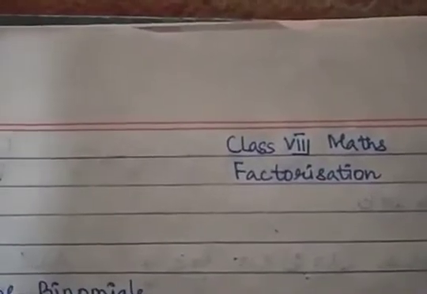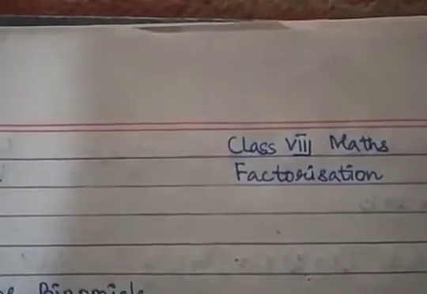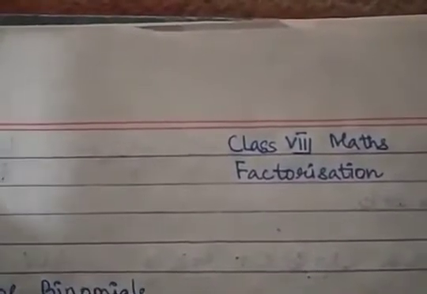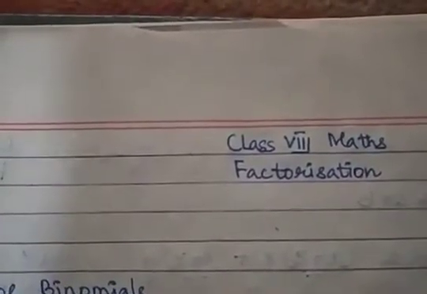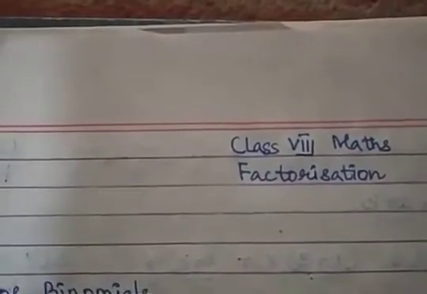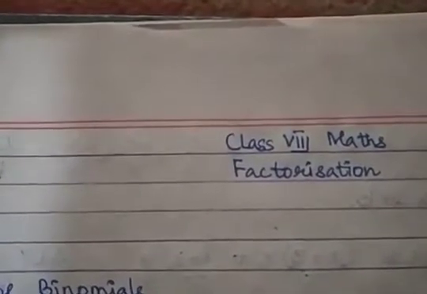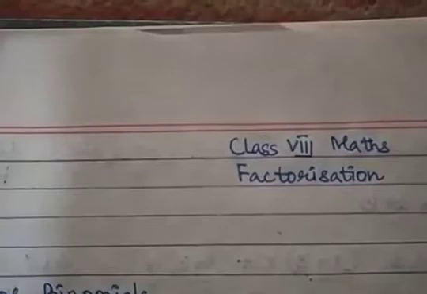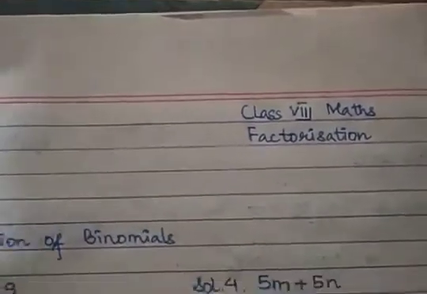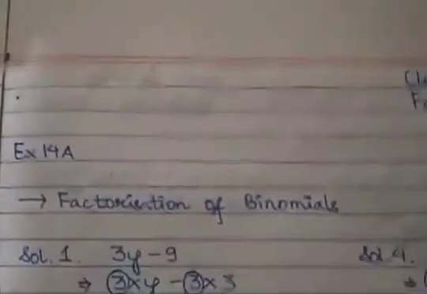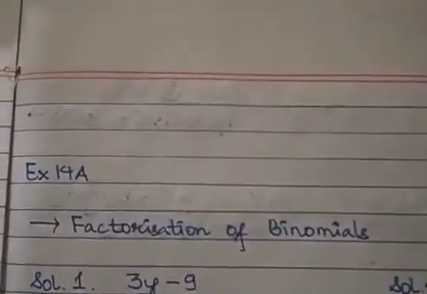So basically, whatever we do in factorization, the answer has to be in the product form, because it's about factors. That's how we find the factors of constant numbers as well. Your first topic for today is from exercise 14a, that is factorization of binomials.